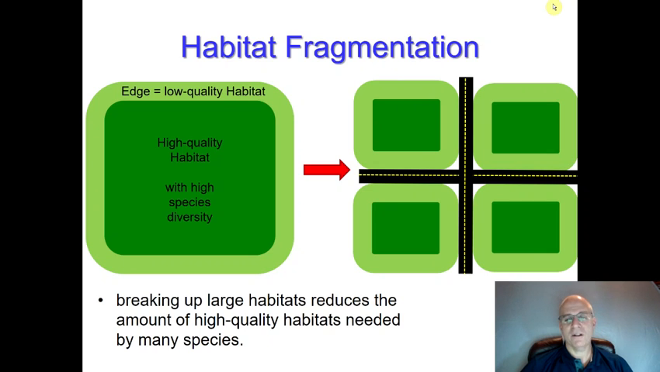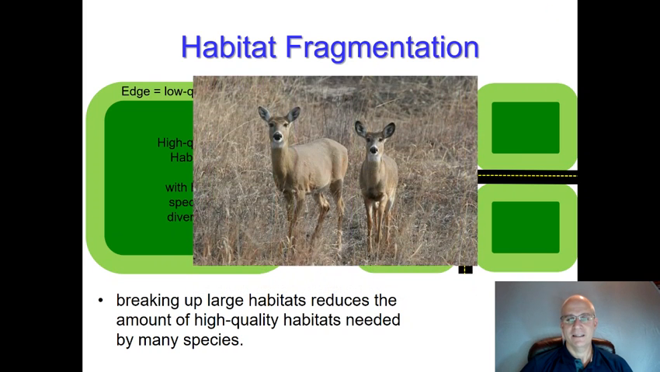So breaking up large quality habitat reduces the amount of high-quality habitat needed by many species, like these white-tailed deer here. They need nice big areas that they can use to forage for food.